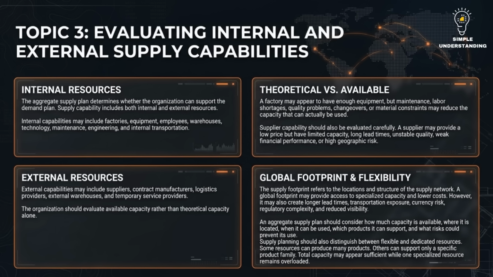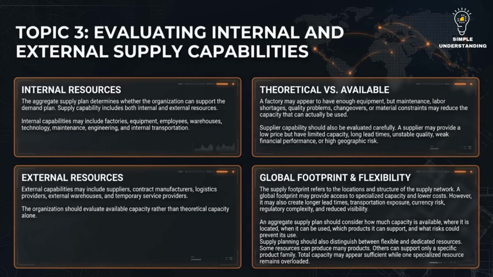The organization should evaluate available capacity rather than theoretical capacity alone. A factory may appear to have enough equipment, but maintenance, labor shortages, quality problems, changeovers, or material constraints may reduce the capacity that can actually be used. Supplier capability should also be evaluated carefully. A supplier may provide a low price but have limited capacity, long lead times, unstable quality, weak financial performance, or high geographic risk. The supply footprint refers to the locations and structure of the supply network.